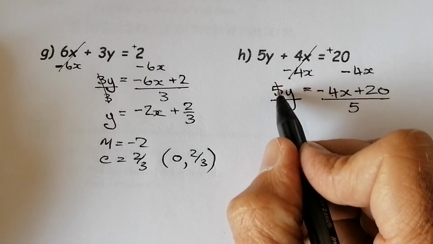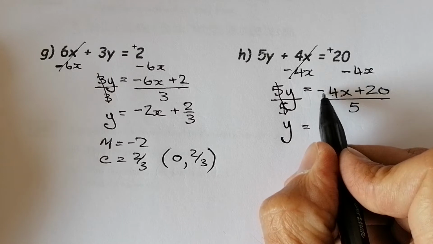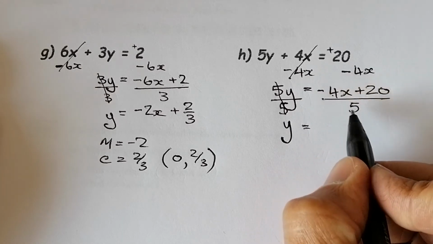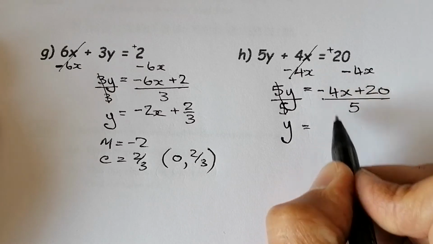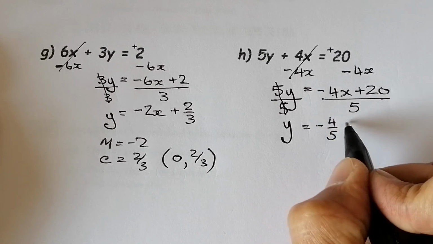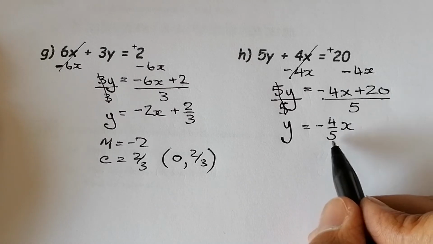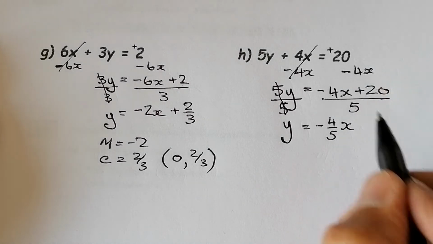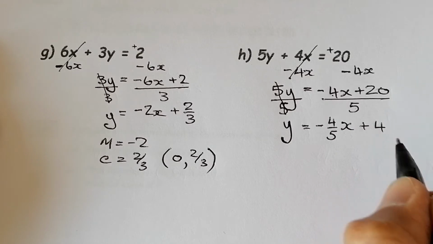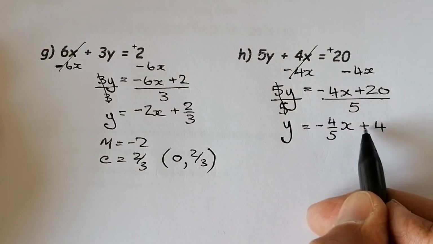Okay, so these will be eliminated, leaving me with y equals -4 divided by 5. So that's going to give me just -4 over 5. I don't need to change that into a decimal in any way. And that's where the x part will go. So it's -4 upon 5x, and 20 divided by 5 is going to give me 4. So I've got it in the form of y equals, there's my mx+c.